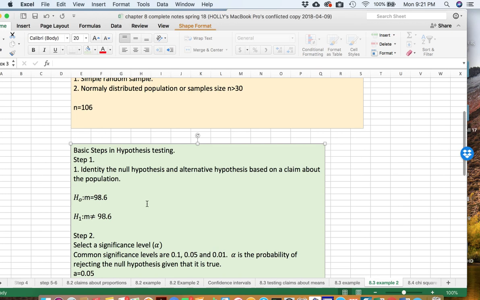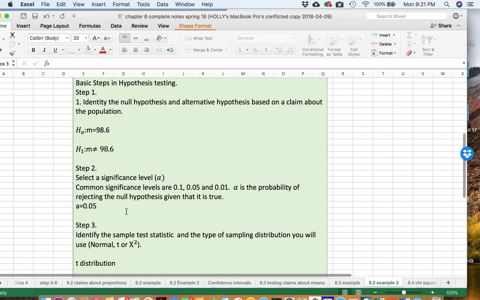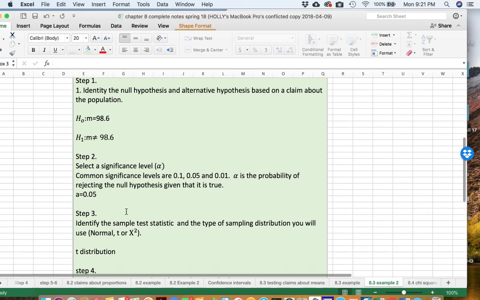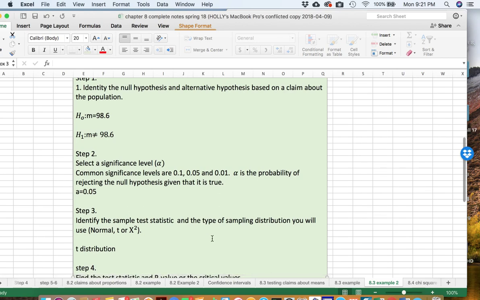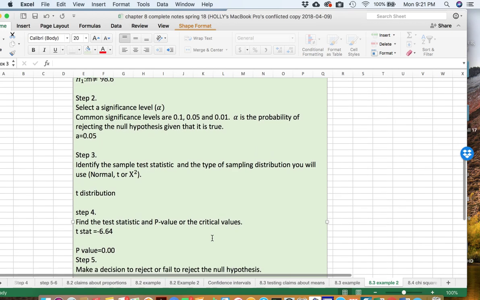Since we're testing the claim that the mean body temperature is 98.6, that is the null hypothesis, and it is also the claim. The alternative hypothesis is that the mean body temperature is different from 98.6, and so this is a two-tailed test. We've already been told to use a 0.05 alpha level, so we'll use that significance level. And we're testing a mean without knowing the population standard deviation, so we'll use a t-distribution.